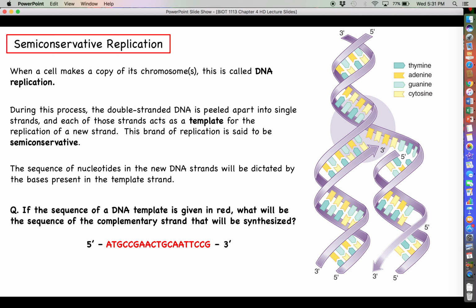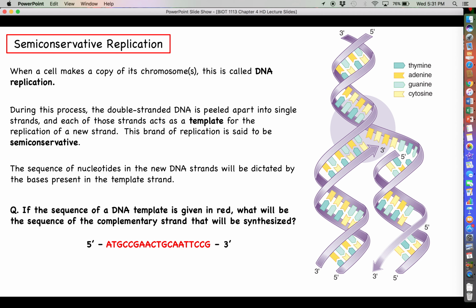This template strand is read from 5' to 3' end by convention, like we mentioned. So if we read this from 5' to 3', we get adenine, thymine, guanine, cytosine, cytosine, guanine, AACTG, CAATT, CCG. So that is our template strand that we have to work with.